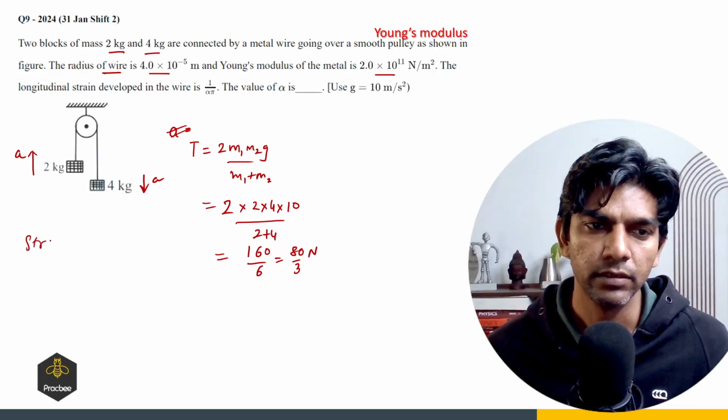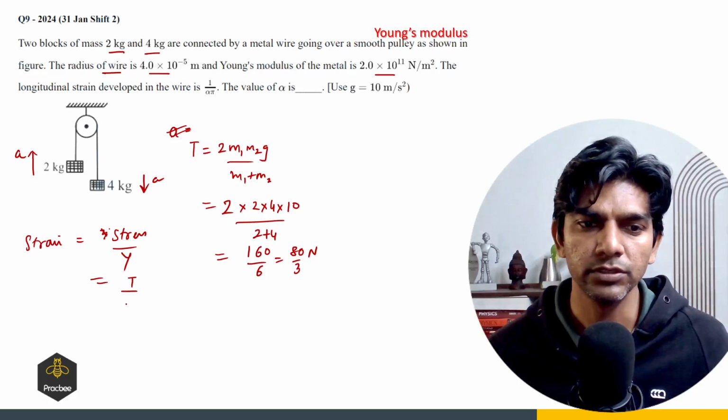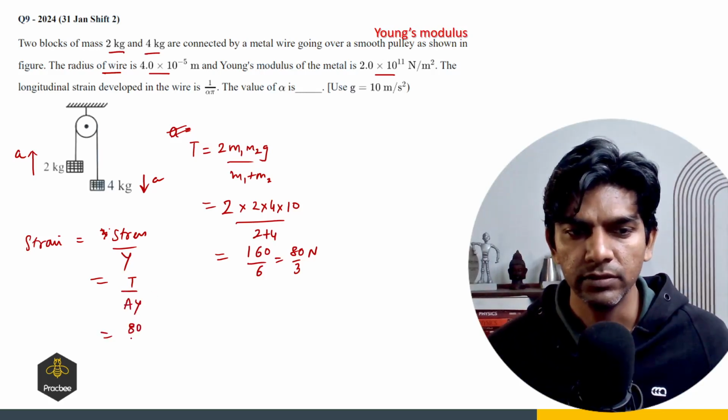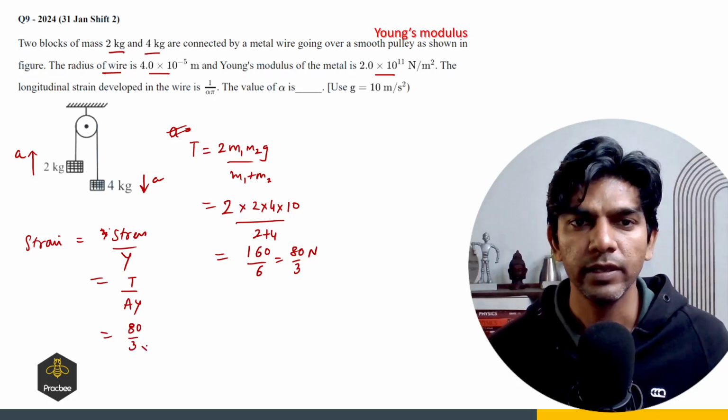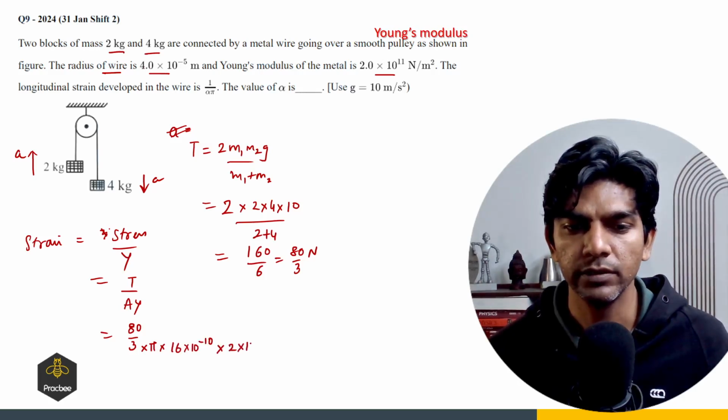We have to find the strain. The strain will be stress upon Young's modulus, and stress can be written as tension divided by area of cross section. So tension is 80 by 3. Area of cross section can be written as pi times radius squared, radius is given, so 16 into 10 raised to power minus 10. Young's modulus is 2 into 10 raised to power 11.